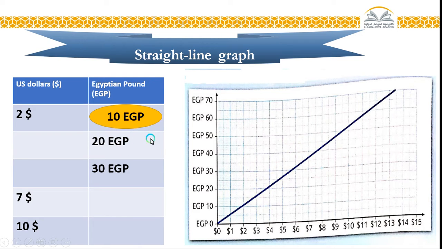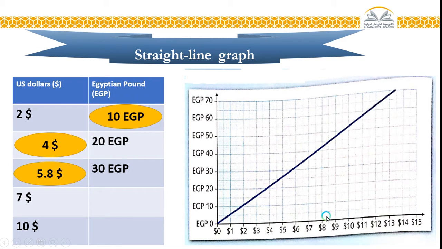Now I will start from the Egyptian pound. I have 20 Egyptian pounds. From where? Is it in this place? No, it's on the Y axis. So this is 20, and I go to the straight line graph. When I cross the straight line graph, I will change my direction to the X axis, that means to the dollar axis, and I will get $4.